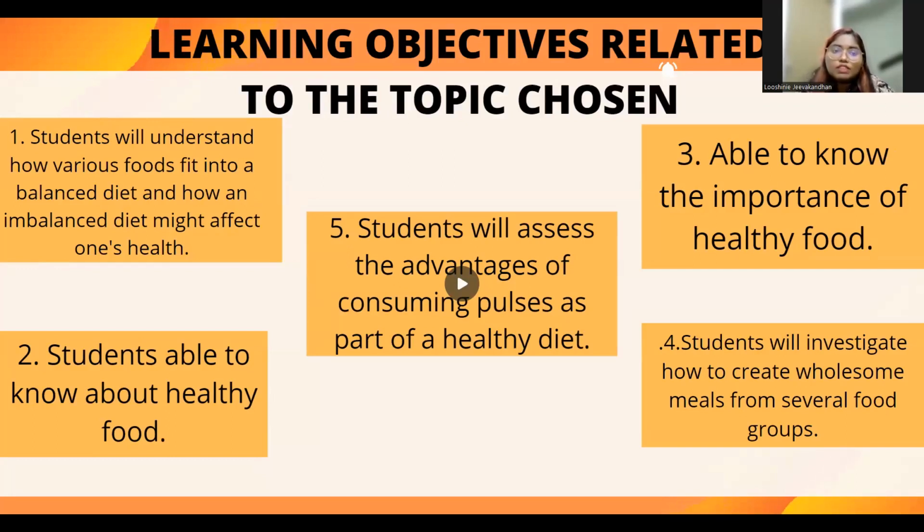The second one is students able to know about healthy food. Third, able to know the importance of healthy food. Fourth is about students will investigate how to create wholesome meals from several groups. And the last objective is students will assess the advantage of consuming pulses as part of a healthy diet. Passing on to the next presenter.